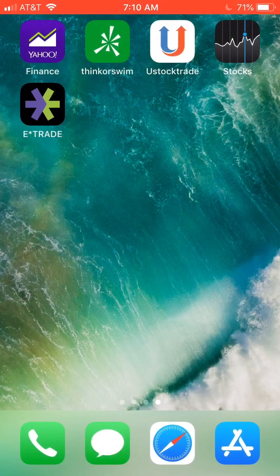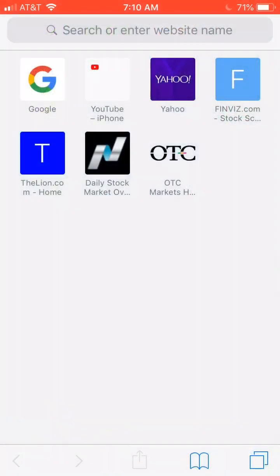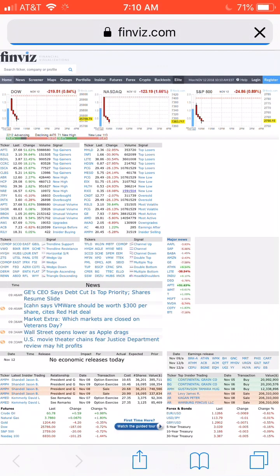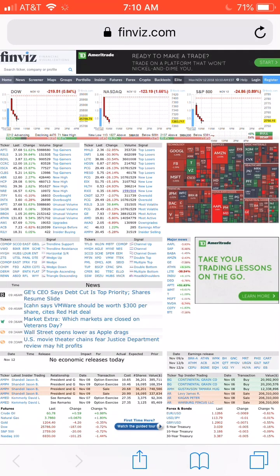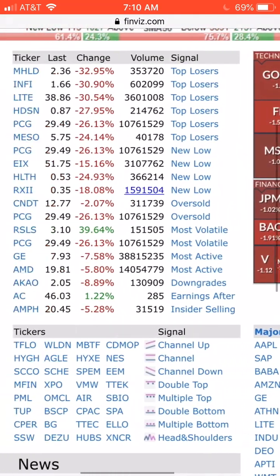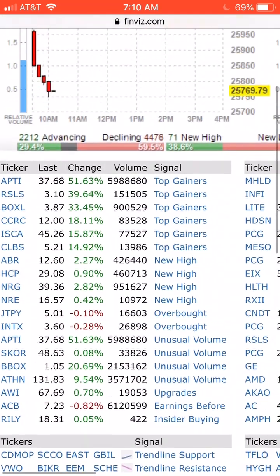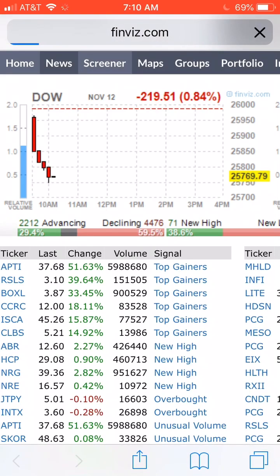And so now I should be able to scan for some stocks and see if there are any hot stocks that we can trade. So first thing, I go to Safari, I go to finfizz.com, and then I go to Screener.